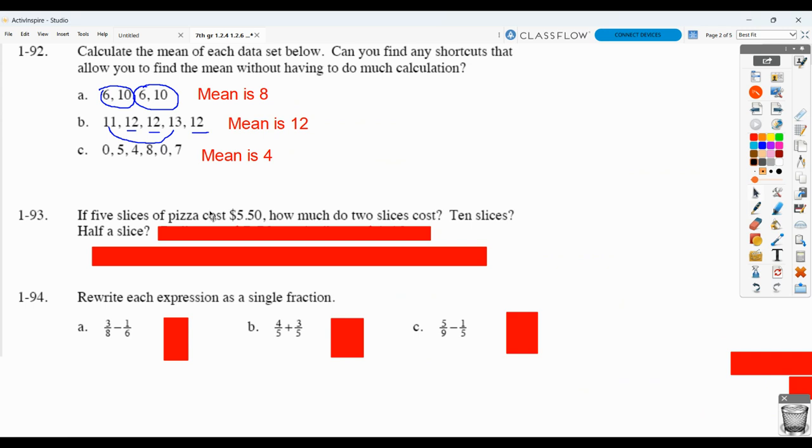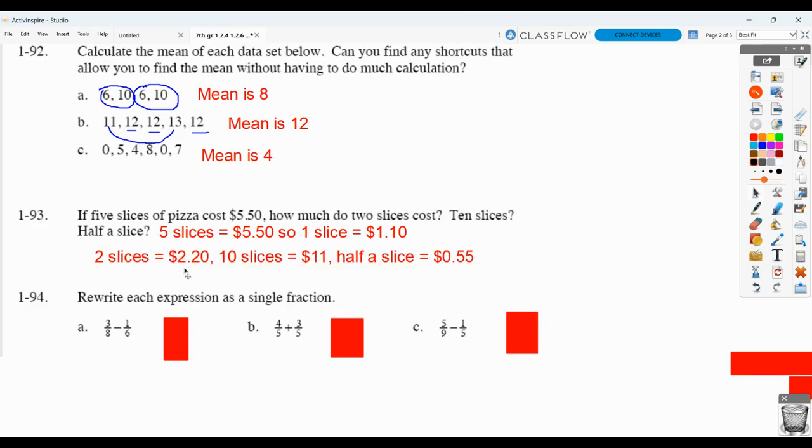For 195, if 5 slices of pizza cost $5.50, how much do 2 slices cost? Again, I should see work. So maybe you took $5.50 and divided by 5 to find out the cost of one piece of pizza, which would be $1.10. And then you doubled that to get the cost of 2 slices. If you're going to do it that way, then taking that same number and multiplying by 10 slices would give you $11. And taking this and multiplying by 1/2, or taking half of it, would be 55 cents for half a slice.